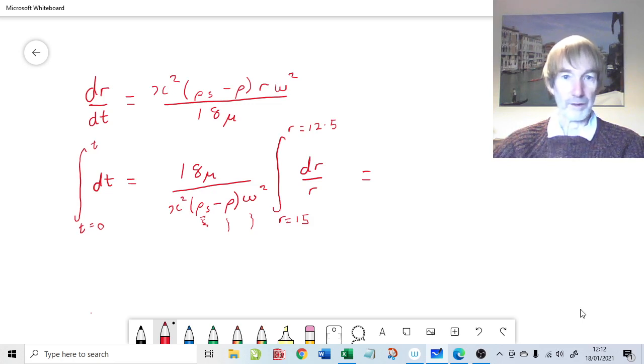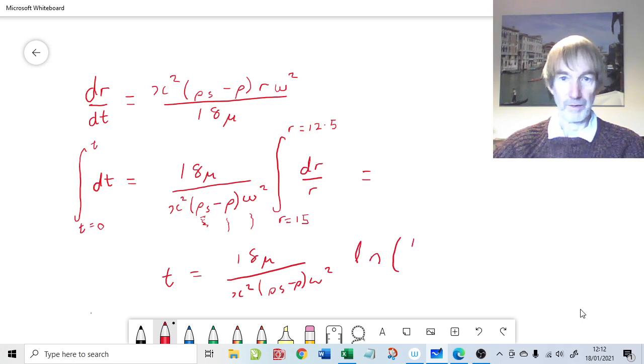Okay, right, well clearly what that is going to integrate to is an equation that says T equals 18 mu x squared over rho s minus rho, omega squared, and that will become natural log, and again get this the right way around, 12.5 divided by 15.